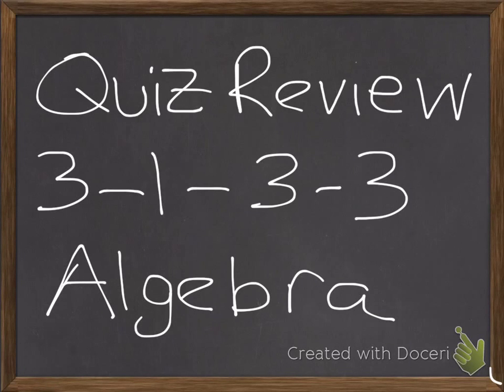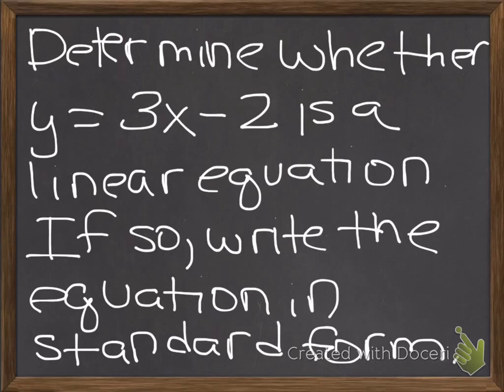Today we're going to be reviewing lessons 3.1 through 3.3. This is for algebra. The first question is we're going to have to decide whether this equation is a linear equation. And if it is, we're going to need to write it in standard form.